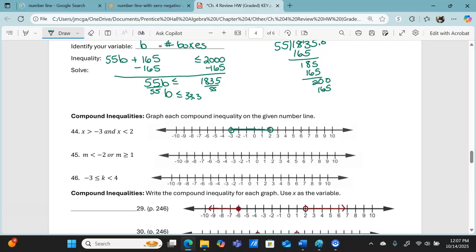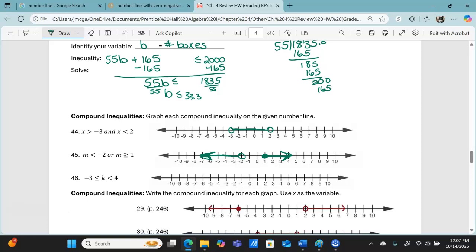M is less than -2, so open circle at -2 and heading to the left. Again, your inequality matches the arrowhead. And then greater than or equal to 1. So a darkened dot at 1 because it's or equal to and an arrowhead going that way.